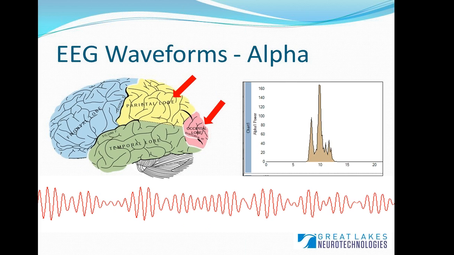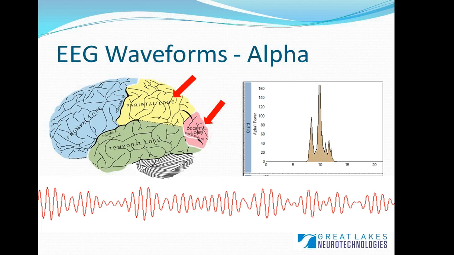So the next waveform, going down, I guess you could say, in the level of frequency are what are called alpha waves. Alpha waves occur between 8 and 13 hertz. In the frequency spectrum here you can see a peak right at about 10. The most common locations from which you can record alpha waves are the occipital and the parietal lobes. And alpha waves occur during states of relaxation while people are awake.